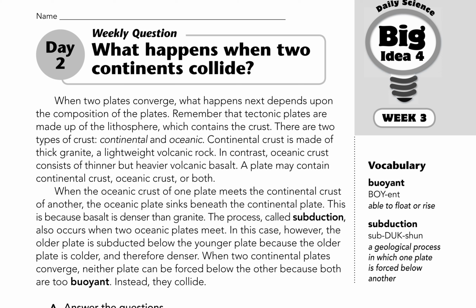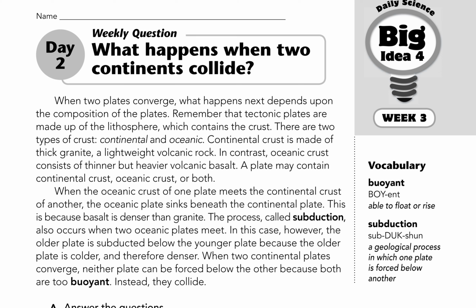There are two types of crust: continental and oceanic. Continental crust is made of thick granite, a lightweight volcanic rock. In contrast, oceanic crust consists of a thinner but heavier volcanic basalt. A plate may contain continental crust, oceanic crust, or both.